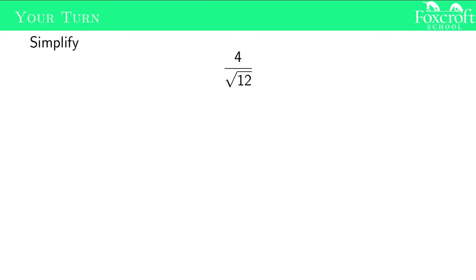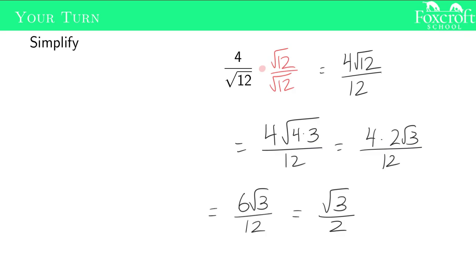All right, here's one for you to try on your own. And the fully simplified answer I got was the square root of 3 over 2. But you multiply by the square root to cancel it out. Square root of 12 becomes 2 root 3 when you pull out that factor of 4. And then 6 over 12 becomes 1/2, so you get 1 square root of 3 over 2.